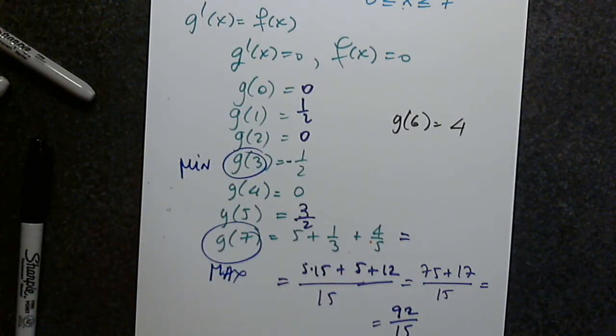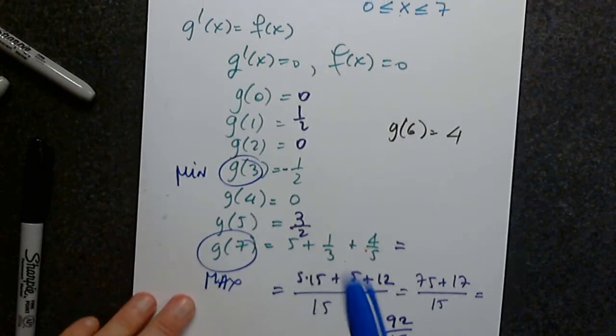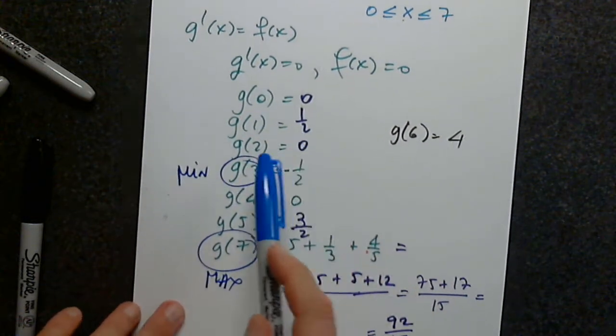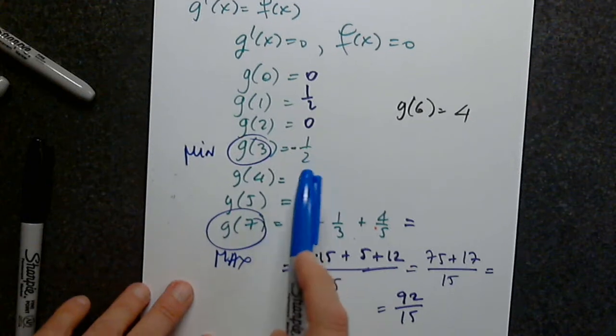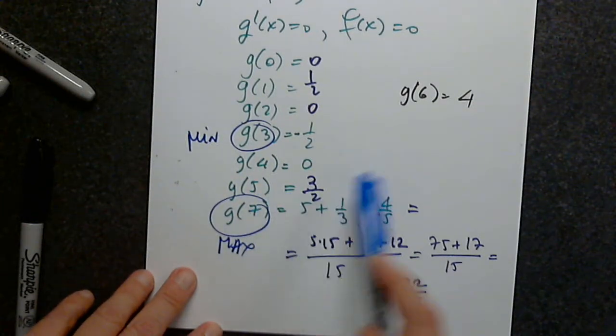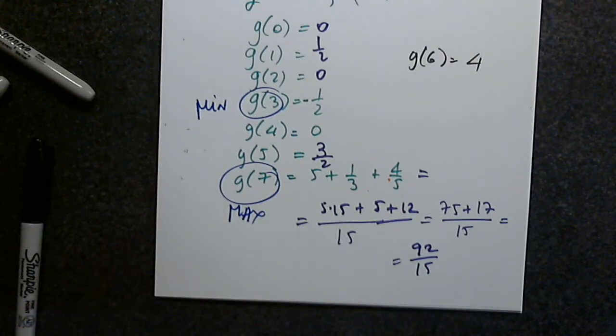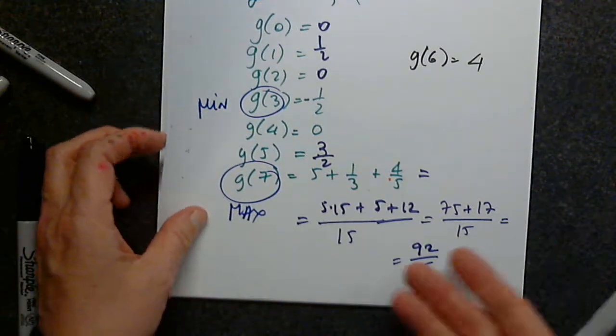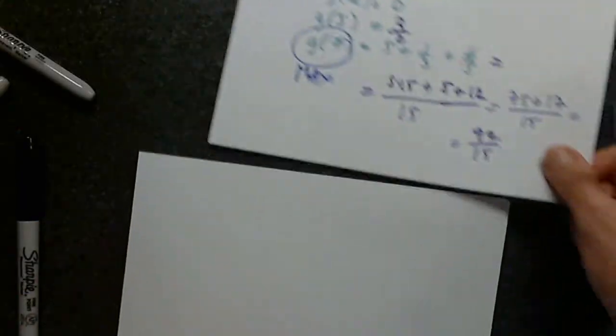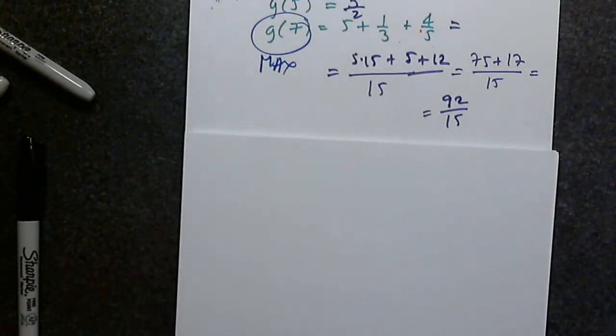And now if you want to graph, we only have to plot these points: 0, 0; 1, 1/2; 2, 0; 3, negative 1/2; 4, 0; 5, 3/2; 6, 4; and 7, this. And that will be the graph. It will be an absolute estimate, because I couldn't even determine those. So this is an application of the fundamental theorem of calculus part 1, in which we're given a function in the form of an integral.